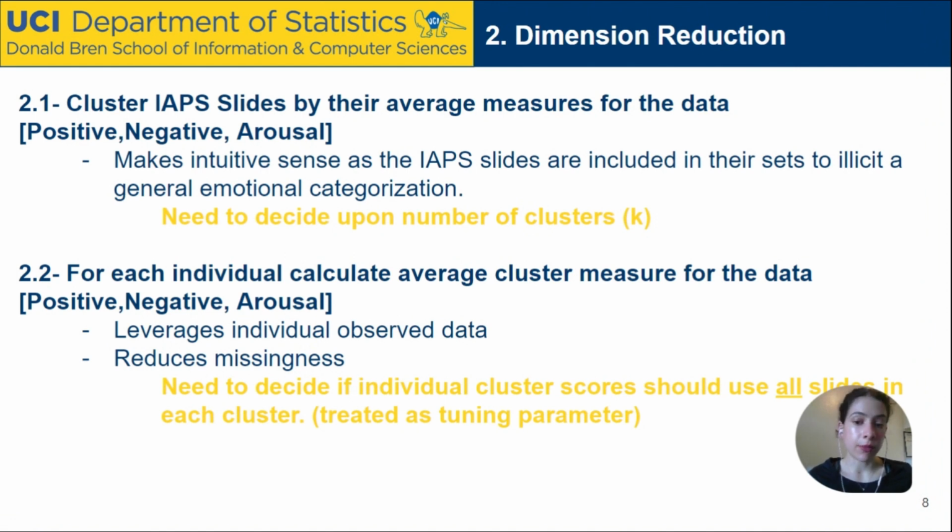However, we need to decide upon the number of clusters to capture the underlying structure of the data, while also providing enough statistical power to draw meaningful conclusions. Then after that, we want to calculate an average cluster measure for each individual for each score: positive, negative, and arousal. This will ultimately reduce and hopefully remove the missingness from the data set.